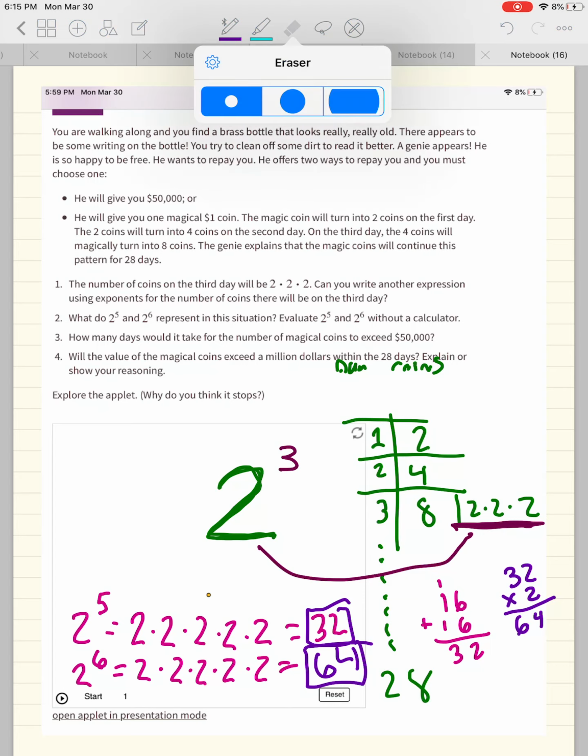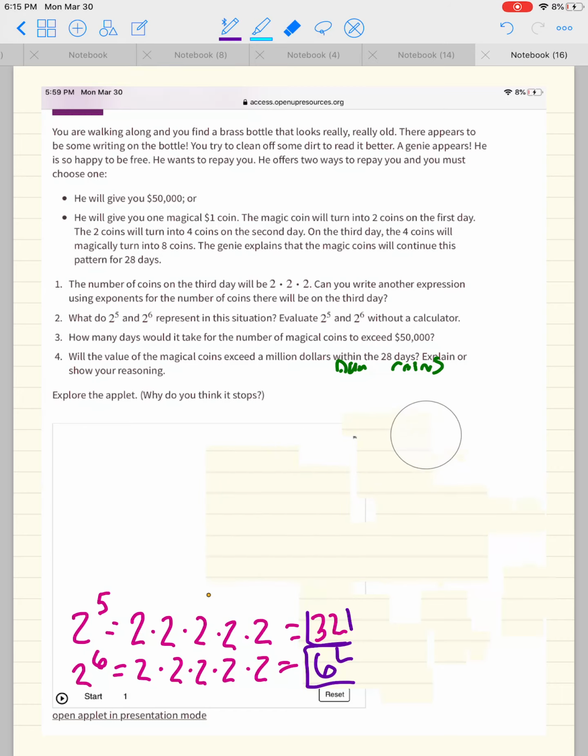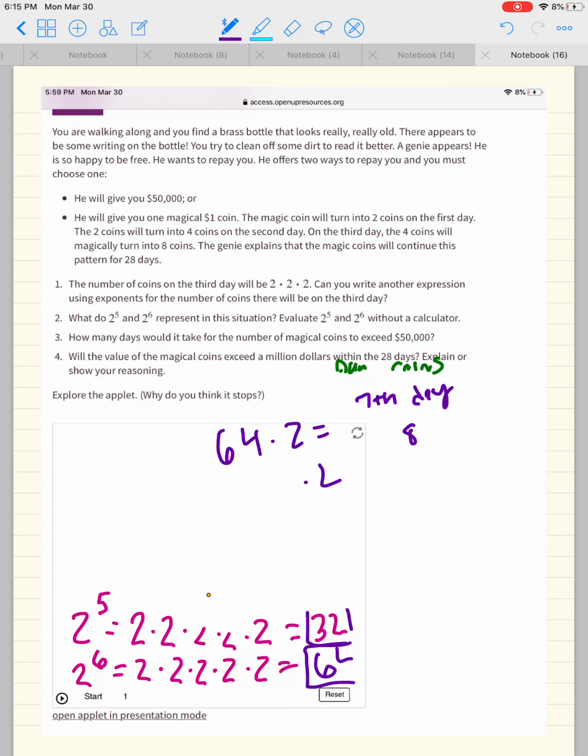Now it wants to know how many days it would take for the magic coin to exceed $50,000. Okay. So you're going to have to keep repeating that. 64 times 2, that would be the 7th day. And then the answer to that times 2 would be the 8th day. And then times 2 would be the 9th day. So it wants you to repeat it until you get up to $50,000. And that may seem like a lot, but it's actually not as much as it seems.